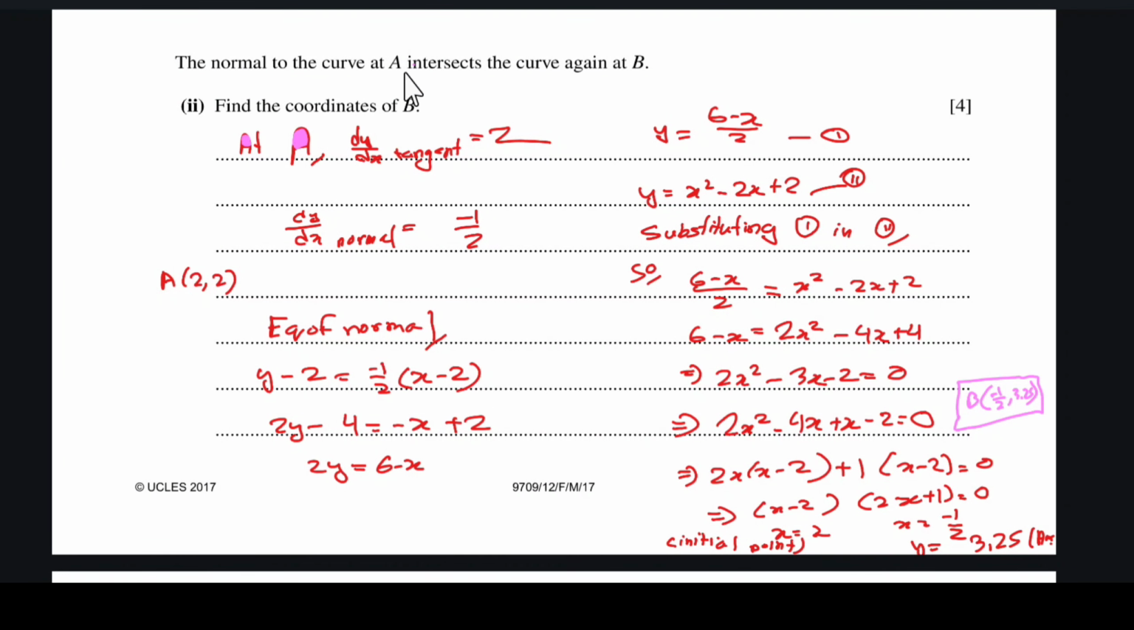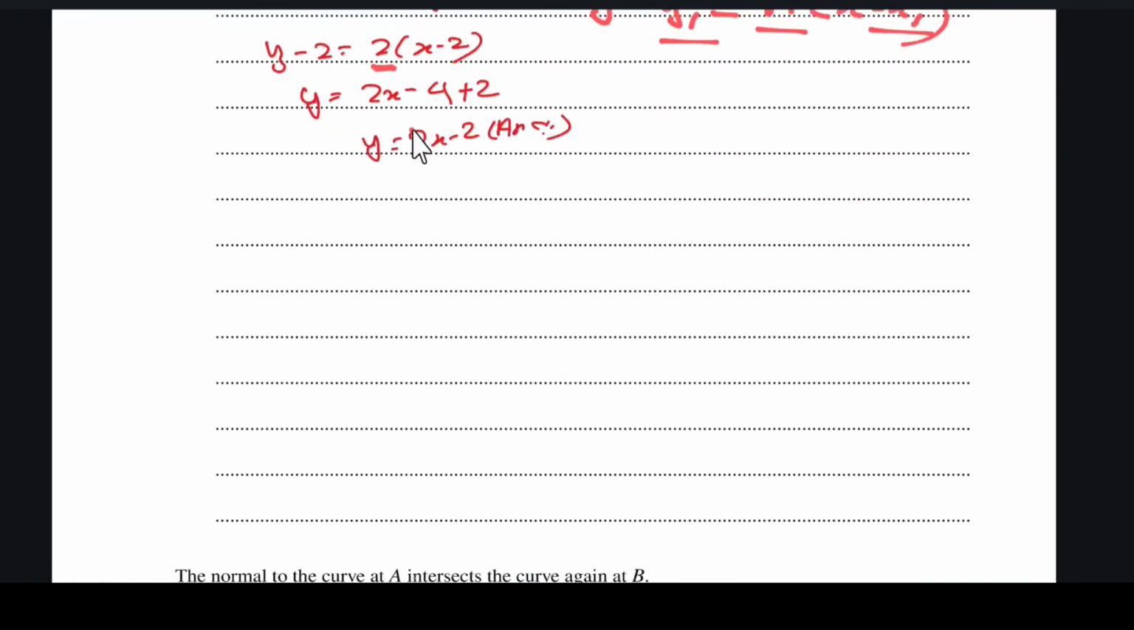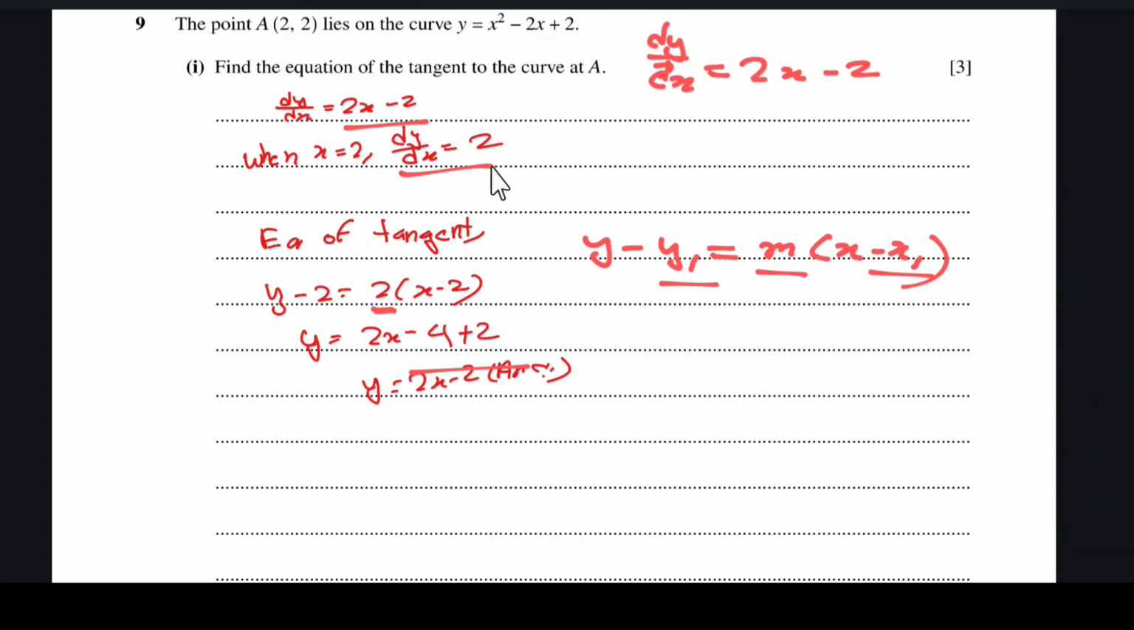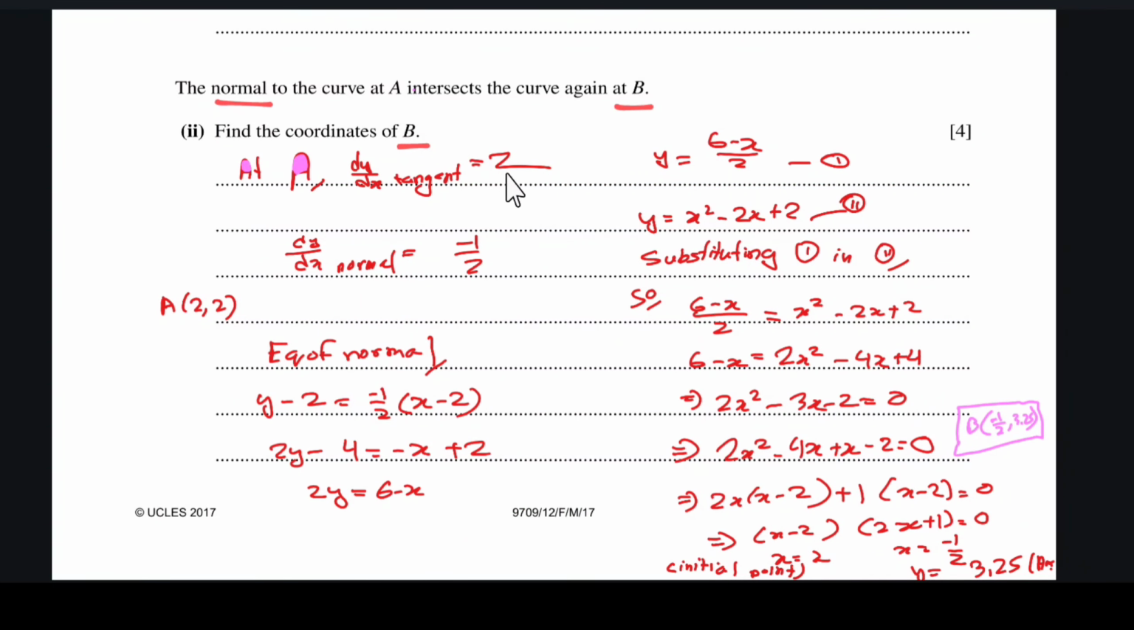Normal to the curve at A intersects the curve again at B. We need to find the coordinates of B. So first of all, the normal to the curve at A. We need to find the equation of the normal at A. We know the gradient of the tangent, that is dy by dx is equal to 2. That means the gradient of the normal would be its opposite and reciprocal, that is negative 1 by 2.